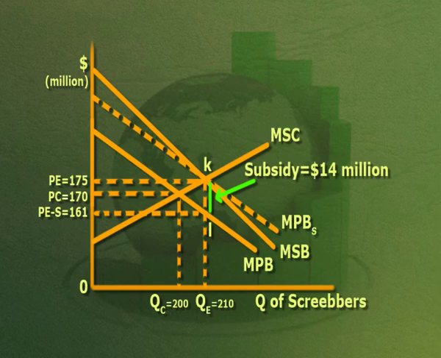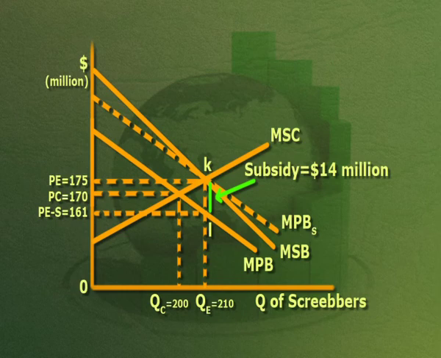The competitive equilibrium arises where MPB is equal to MSC, or at QC equal to 200 and PC equal to 170 million US dollars. However, the efficient equilibrium occurs where MSB is equal to MSC, or at QE equal to 210 and PE equal to 175 million US dollars.